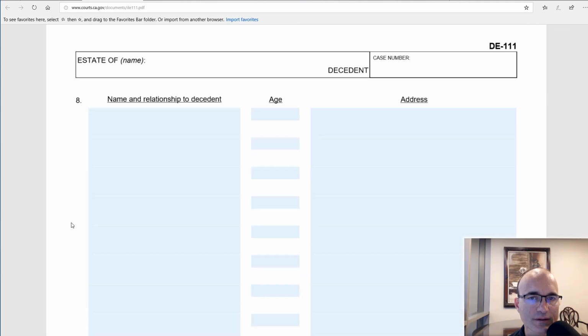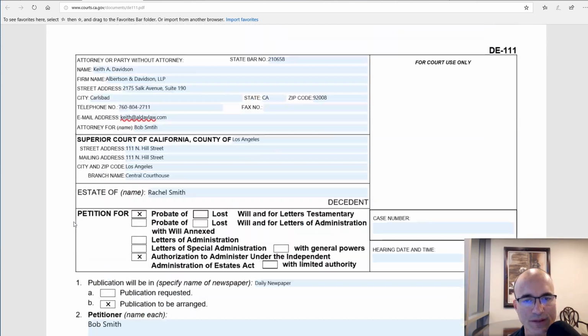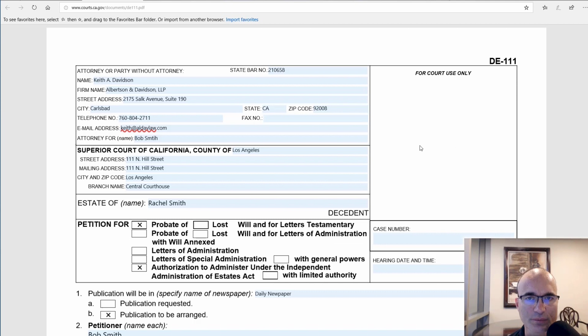Now keep in mind that this form, the DE-111, is just the first step, the first form that you need in order to file to open a probate. There's other forms that you need to file along with this one, and that'll be the subject of our next Form Vault video. But for this video, this is the petition for probate form DE-111, and now you know a little something about how to fill out that form.